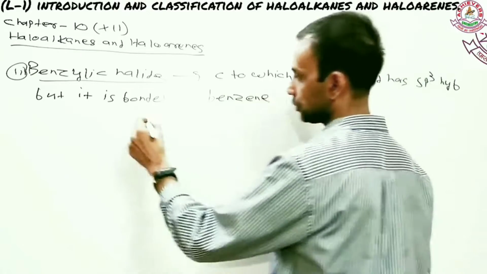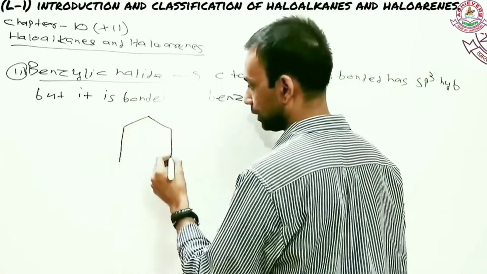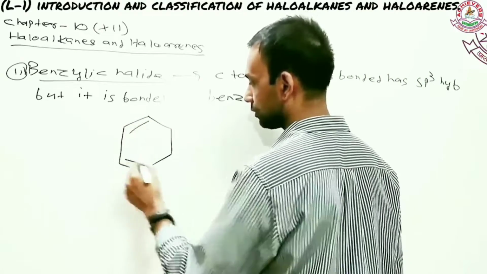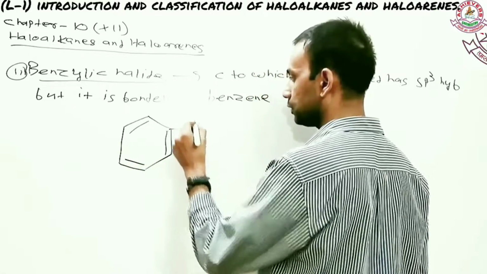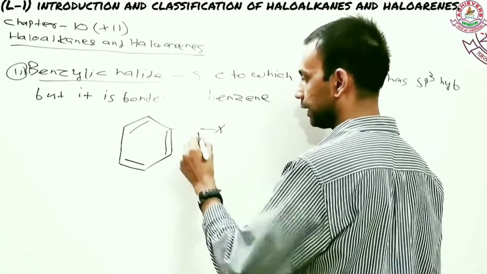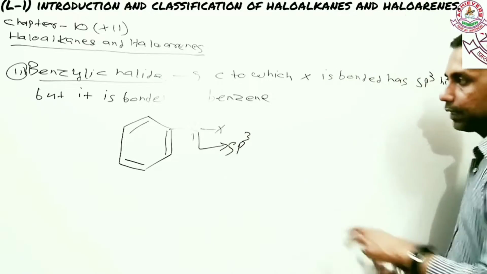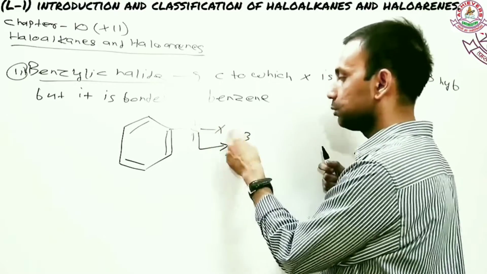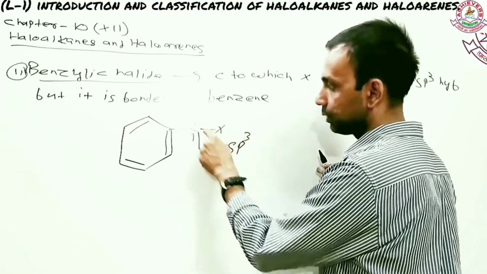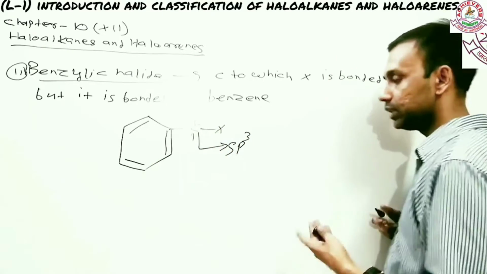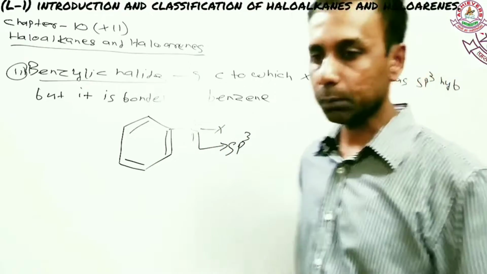So what is an example going to be? This is going to be something similar to this. So this is a benzene. However, the carbon to which the halogen is bonded has sp3 hybridization. So this is called benzylic, where the carbon to which the halogen is bonded has sp3 hybridization, but that carbon is bonded to benzene directly. So this is benzylic.